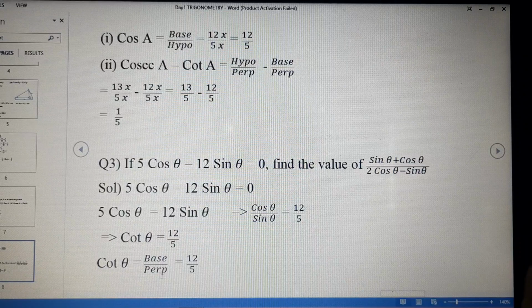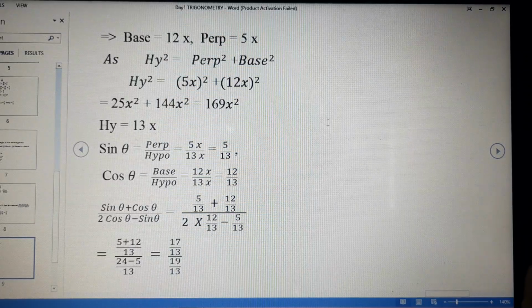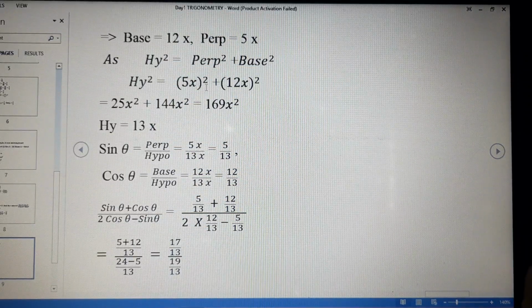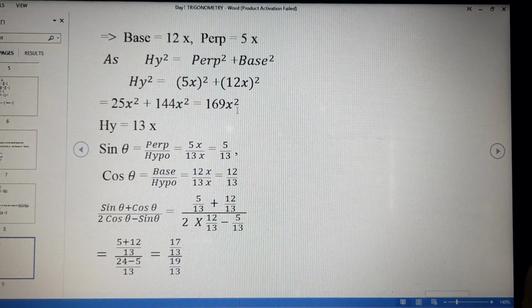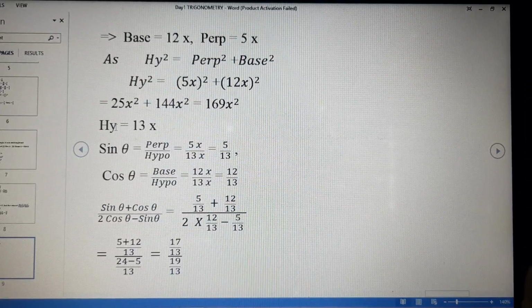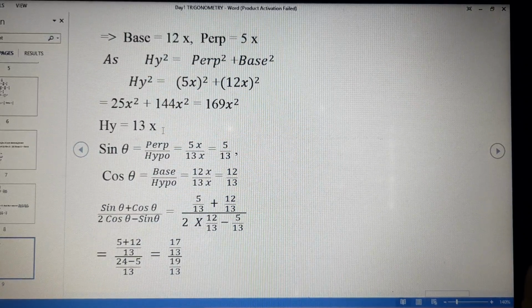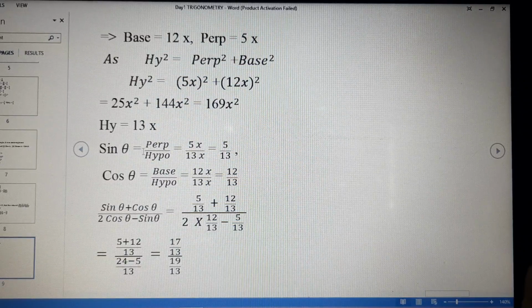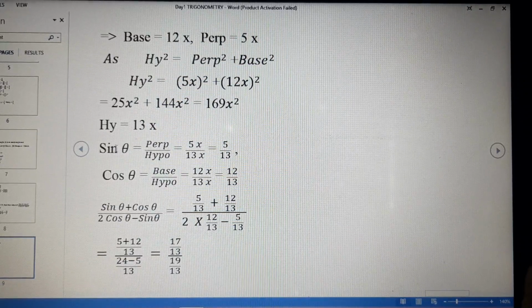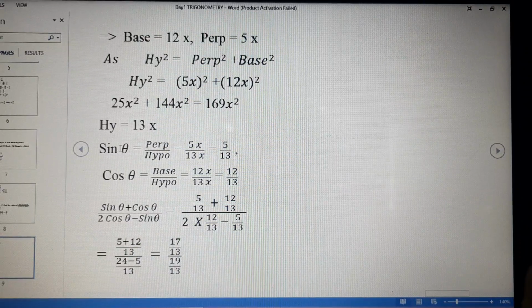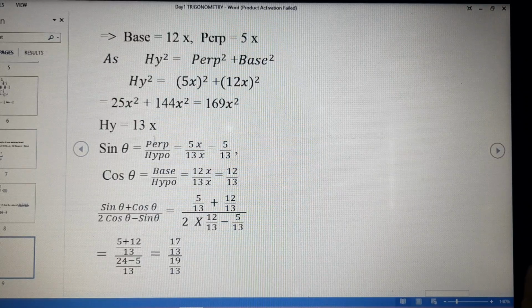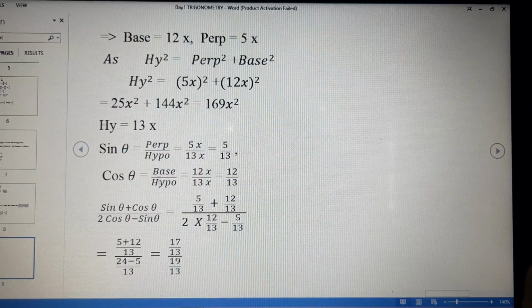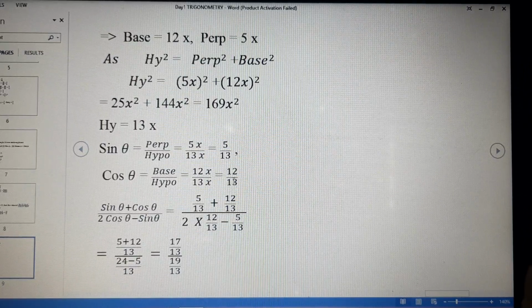So base will become 12x, perpendicular will become 5x, and we are going to calculate hypotenuse with the help of Pythagoras theorem. So it is 5x square plus 12x square, again 169x square. That means hypotenuse, when we calculate the square root, is 13x. We are taking only positive answers because sides of a triangle cannot be negative. Now sin theta is equal to, because the angle is the same, theta, so all three values, perpendicular, base and hypotenuse, will remain the same. Sin theta becomes perpendicular upon hypotenuse, 5 upon 13, x and x will be cancelled. Cos theta is base upon hypotenuse, x and x will be cancelled, 12 upon 13.